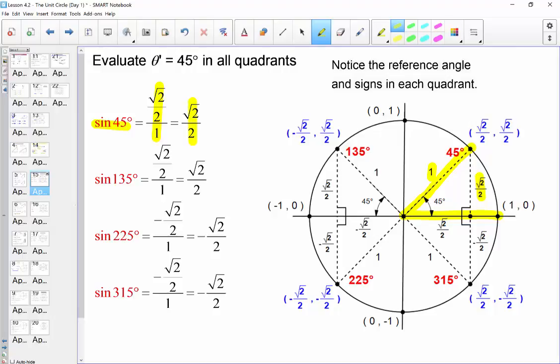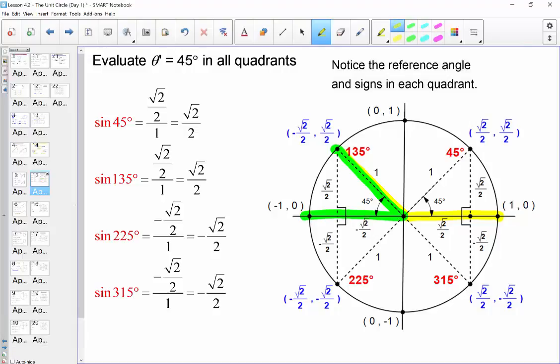Notice that the sine of 45 degrees is positive because the opposite side, square root of 2 over 2, is positive, over the hypotenuse 1 is positive. Now let's look at 135 degrees, this angle here in standard position. But since it's not a quadrant 1 angle, we need to determine its reference angle, which is here, between the terminal side and the x-axis.